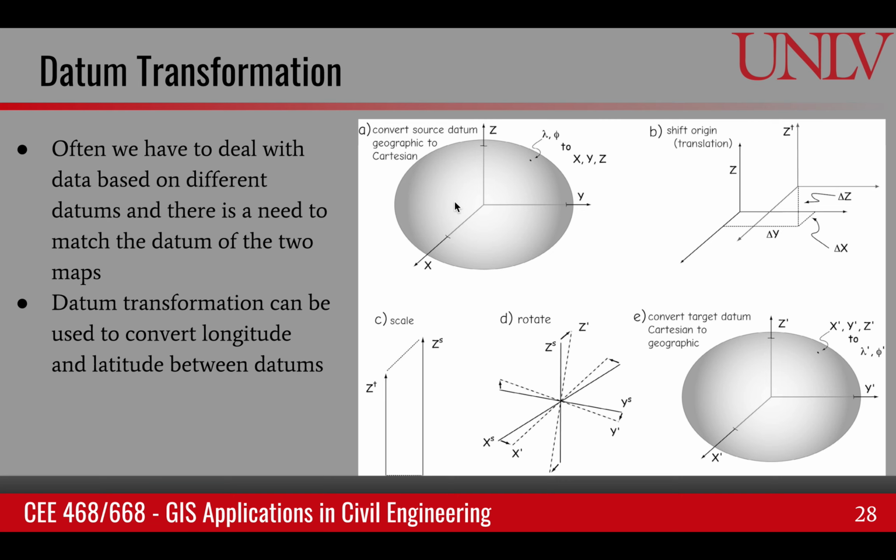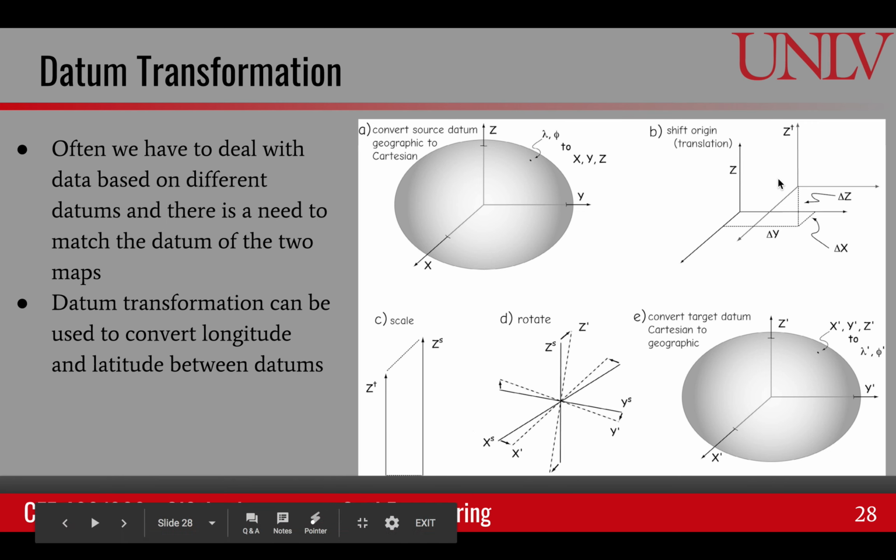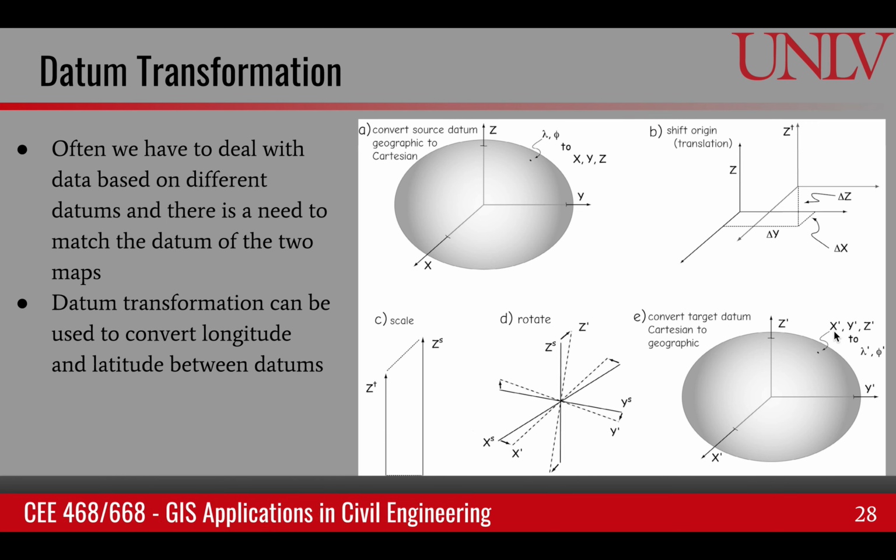And by doing these three steps, I have taken this point and moved it onto the new ellipsoid that is shifted, scaled, and rotated. And then once I have those new x prime, y prime, and z prime coordinates, I convert them back into geographic coordinates, lambda prime and phi prime. So basically I have taken lambda, phi in one datum and brought them into lambda prime and phi prime of the new datum. And this is how we can do datum transformation.